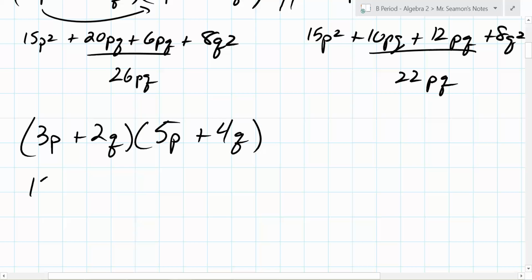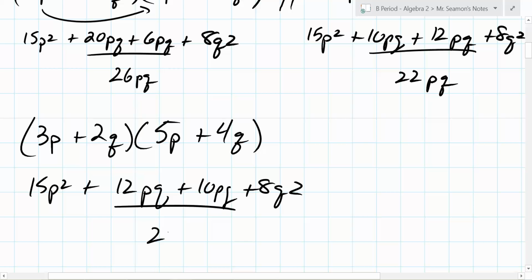What do we get here? 15p squared plus 12pq plus 10pq plus 8q squared. Does this work? No. So what do we think this is? Prime.